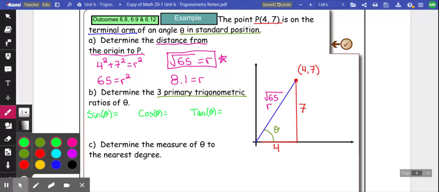If you want to do those primary trigonometric ratios, you have to remember SOHCAHTOA. Sine is equal to opposite divided by hypotenuse. If you go back to our triangle, this is my opposite, this is my hypotenuse. This means that the primary trigonometric ratio sine is equal to 7 divided by root 65.